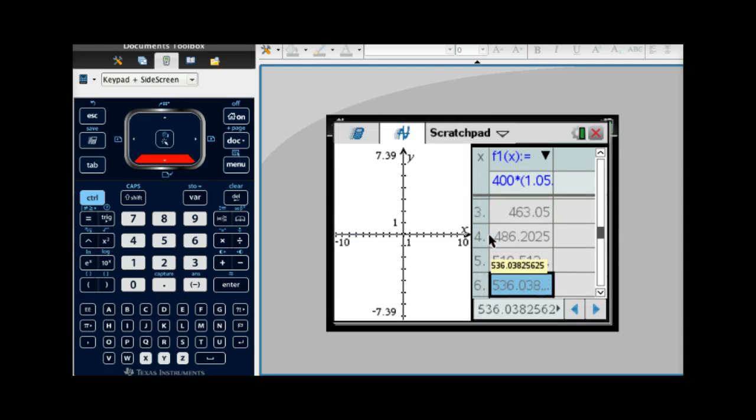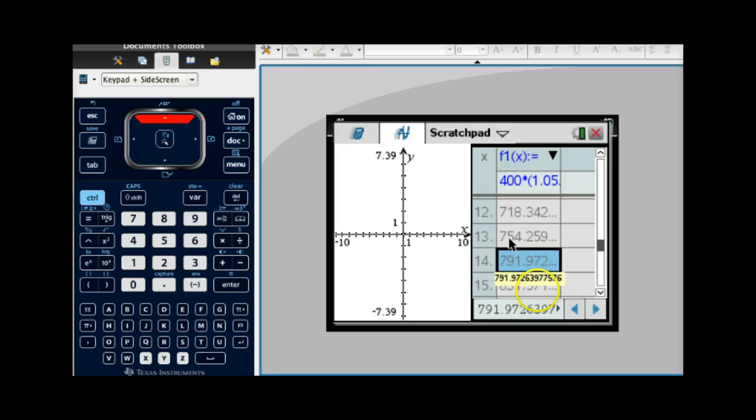And I want to know, when is this going to be? Somewhere around 800. So keep going up. So you know it's going to be somewhere between 14 and 15 years. At the starting of the 14th year, it's going to be 791. And then in the 15th year, it's going to be $831.57.